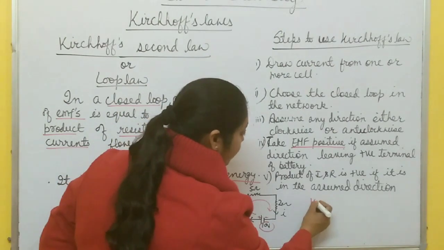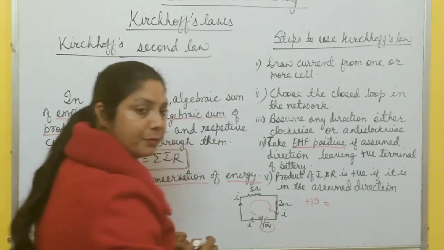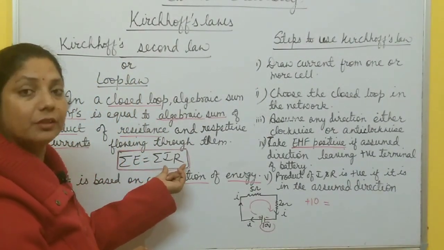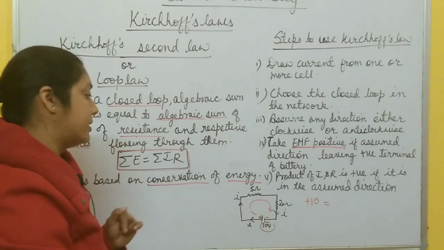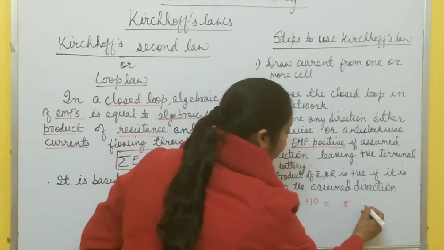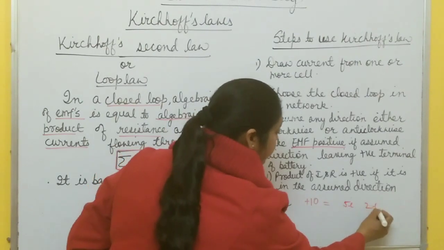It means the total EMF of this closed loop is 10. I have to take this 10 positive. After that, the total EMF of the cell is equal to the sum of the product of current and resistor. So there are 2 resistors. So you first write down the 5 ohm resistor and the 2 ohm resistor. Current in this 5 ohm is I and in the 2 ohm is I.